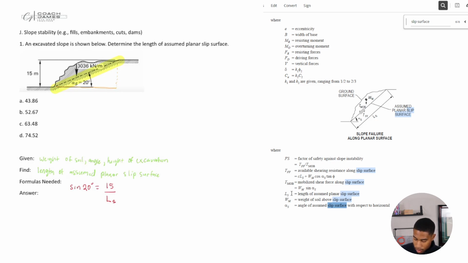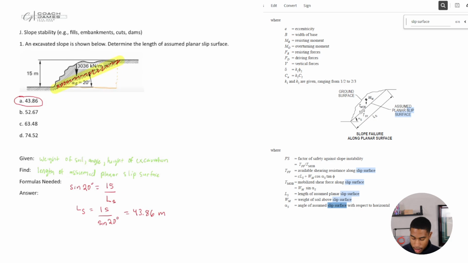LS is equal to 15 over sine 20 degrees, which equals 43.86. And that is in meters. Right? So that's the length. So it's 15 high, right? And then this yellow distance, now red distance, is going to be your, I mean, it's going to be your 43.86 meters.